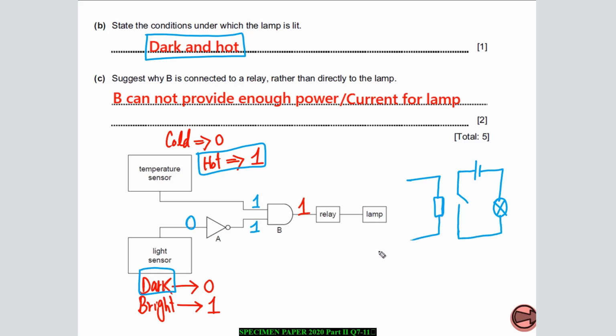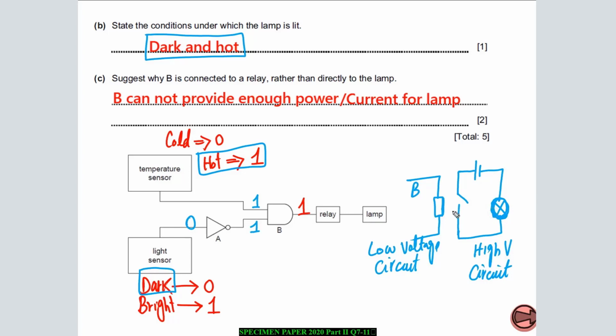So this is low voltage circuit, and this one is high voltage circuit. We cannot provide enough power because this is low voltage circuit. Why? Because B is connected in this circuit, and this circuit has low voltage. So the voltage is not enough.